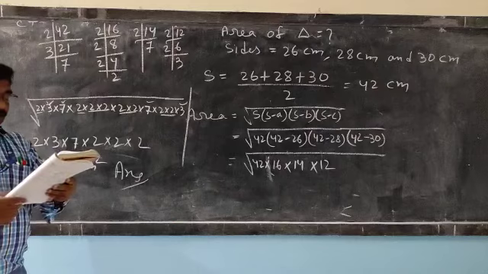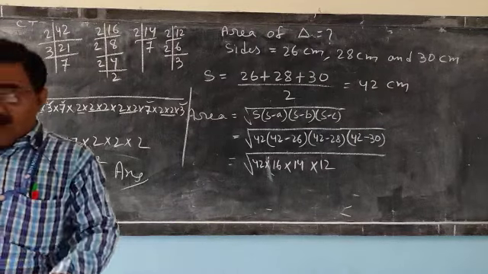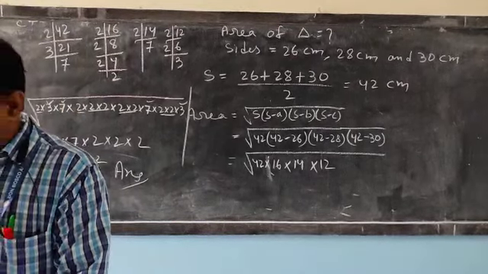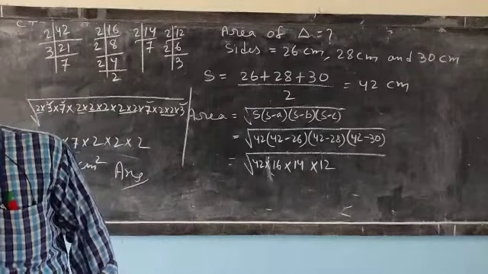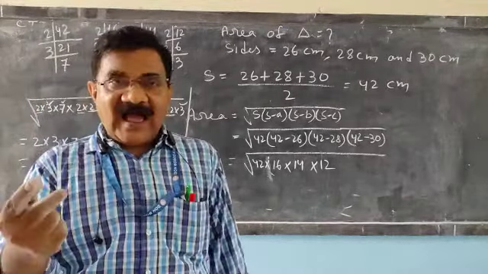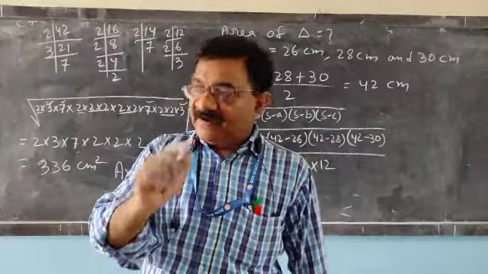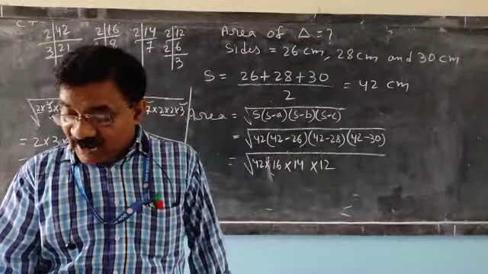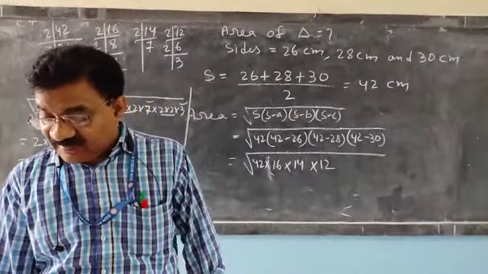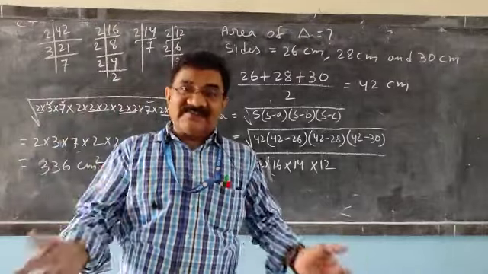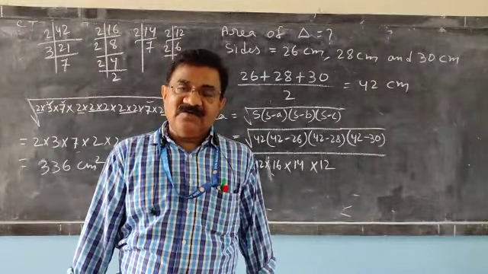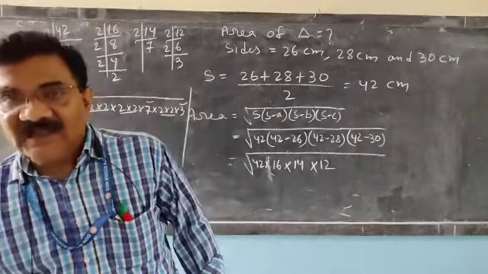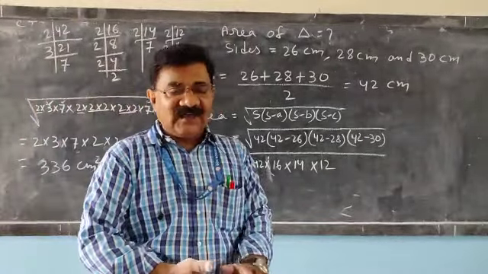So dear children, we have understood how to find the area of a triangle if base is given and height is given. And we also learned how to find the area of the triangle when three sides are given. So today up to this much. In the next video, we will discuss the next part.